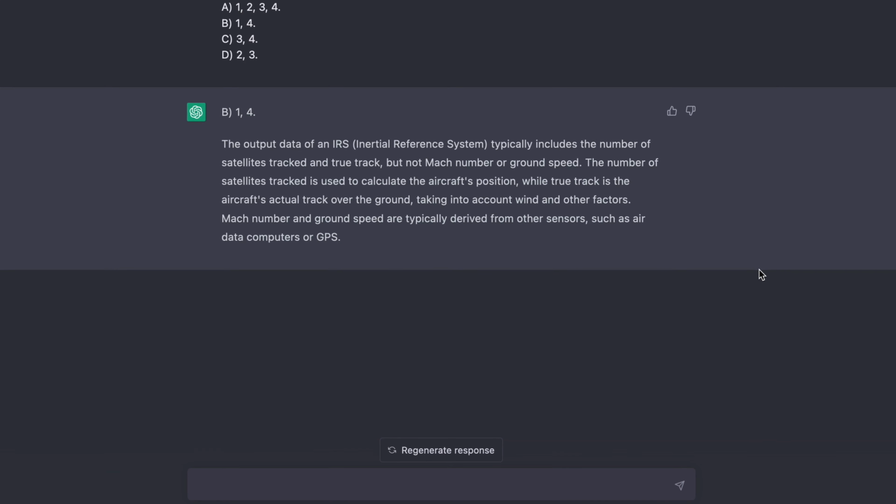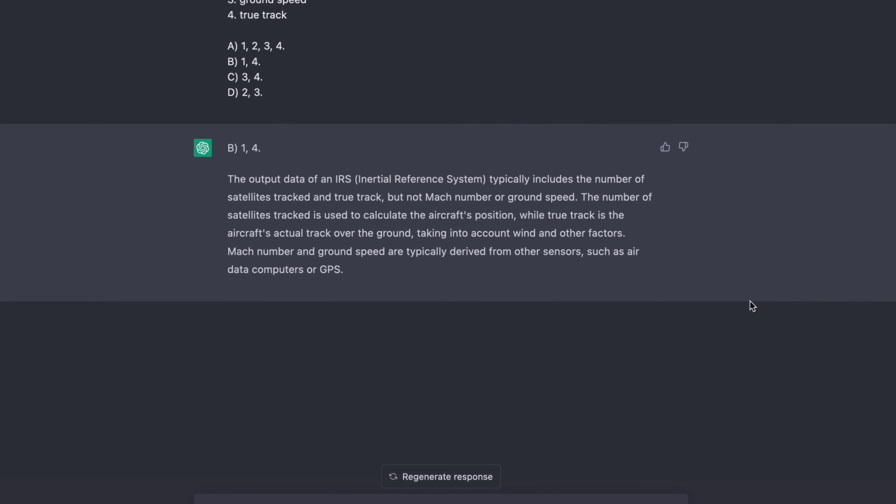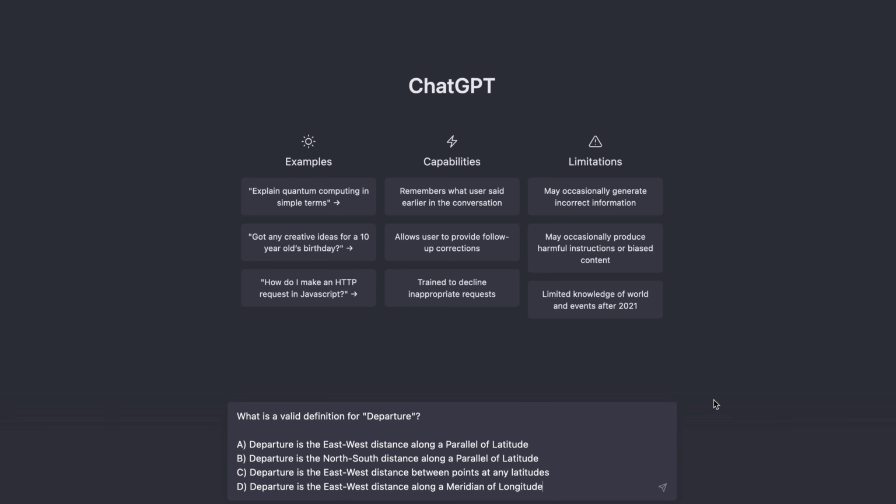Very wrong, in fact. It has the whole internet at its disposal. Like, I really expected it to get that right. Some general navigation now. What is a valid definition for departure?